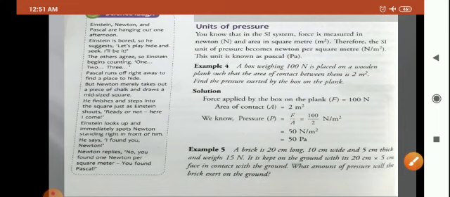Example 5. A brick is 20 centimeter long, 10 centimeter wide, 5 centimeter thick and weighs 15 Newton. What is the weight of the brick? 15 Newton, meaning the force exerted by the brick. Weight is a kind of force exerted by the brick. And the dimensions of the brick are given: 20 centimeter by 10 centimeter wide and 5 centimeter thick. It is kept on the ground with its 20 centimeter into 5 centimeter face in contact with the ground. What amount of pressure will the brick exert on the ground?